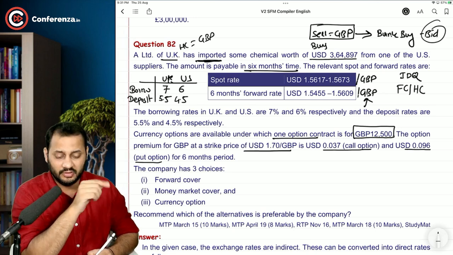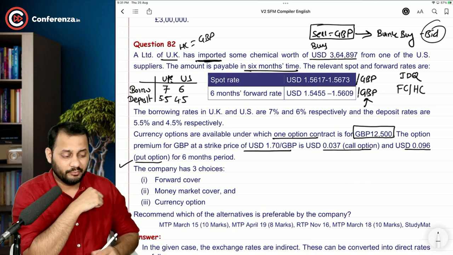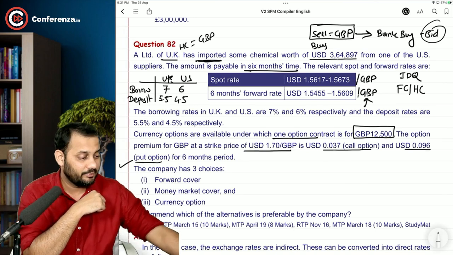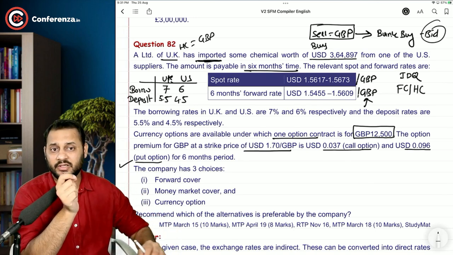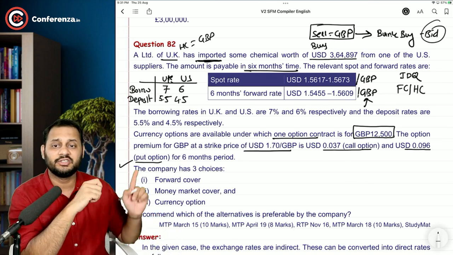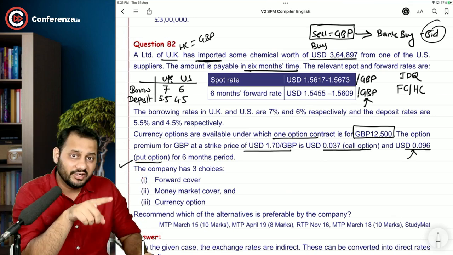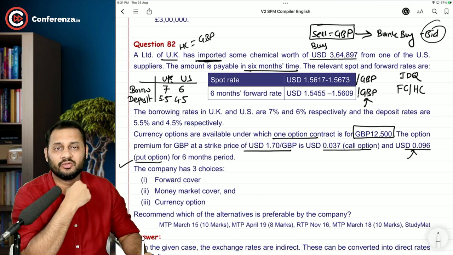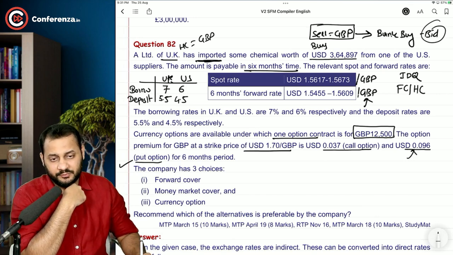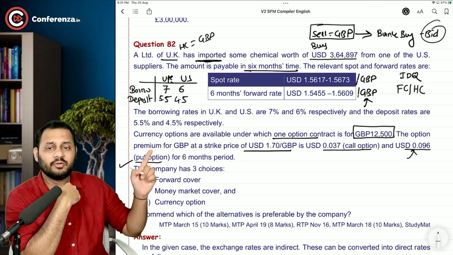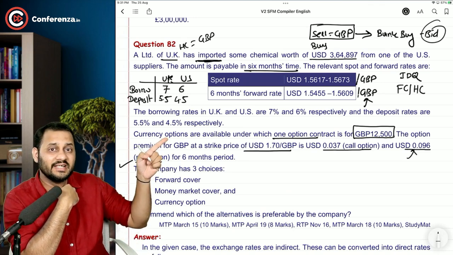Call or put? We will buy the put option. Why? Because the base currency is GBP and we want to sell GBP. We need a right to sell, which comes under put option. So the premium that we will be paying for every GBP is 0.096. Okay. How many contracts can be entered into? That depends upon 12,500 of the contract size.